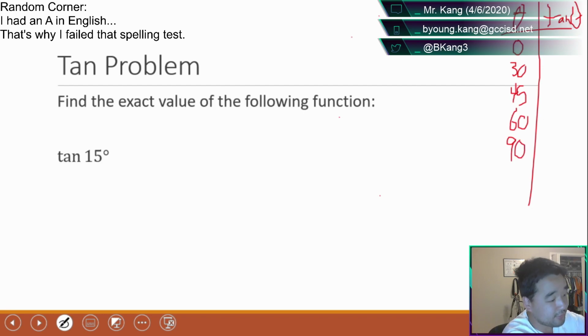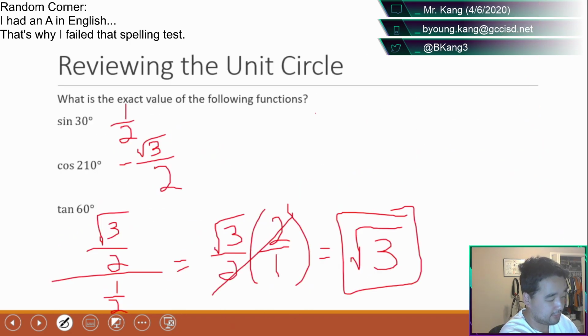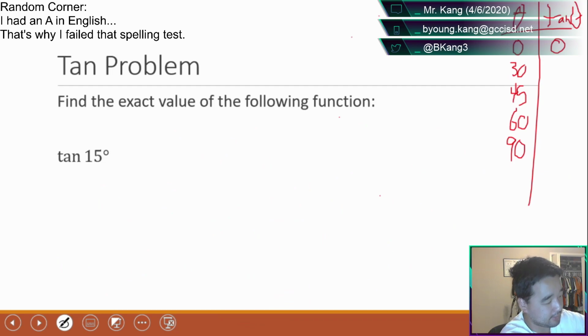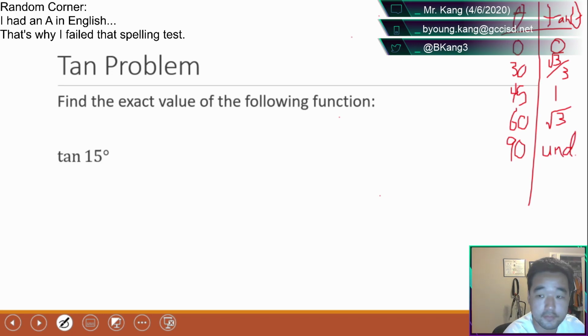Okay, so the tangent of 0 is 0. Tangent of 30 is, and then you can refer back to what we did back here for all these answers, but I'm going to save us a little time. Tangent of 30 is square root of 3 over 3. Tangent of 45 is 1. Tangent of 60 is just square root of 3. And tangent of 90 is undefined. You're going to be using these numbers over and over and over again, so just have those handy.